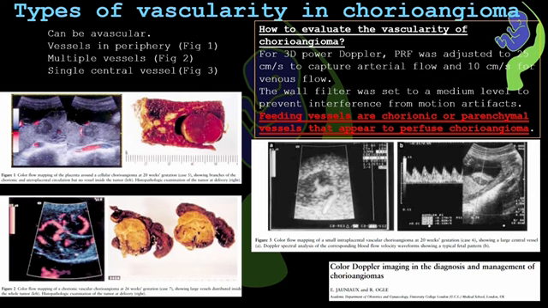Now, regarding the pattern of vascularity, it can sometimes be avascular with no internal vessels, and in some cases the vascularity may be in the periphery as shown in figure 1, and there can be even a single large central feeding vessel as in figure 3, or it can be a highly vascular tumor with multiple large vessels coursing throughout the lesion as in figure 2. Evaluation of vascularity in chorioangioma is very crucial, as it not only aids in differentiating from other solid placental masses, but also provides important prognostic information regarding the risk of developing maternal and fetal complications.